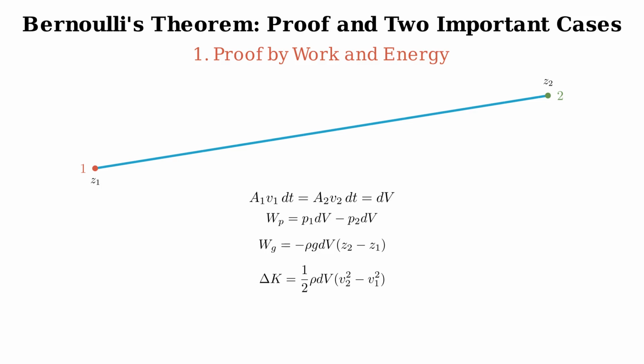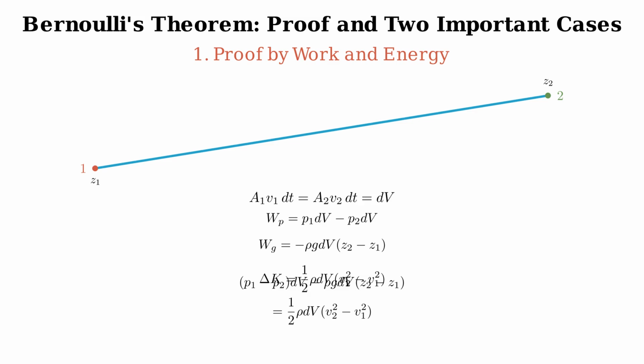Now count the work done on the fluid element. The pressure at section 1 pushes the element forward, doing positive work P1 dV. The pressure at section 2 opposes the motion, doing negative work P2 dV. Gravity does work equal to minus the weight of the element times its rise in height. So the gravitational work is minus rho g dV times Z2 minus Z1. The work-energy theorem says total work equals the change in kinetic energy. The kinetic energy change is 1/2 rho dV times V2 squared minus V1 squared.